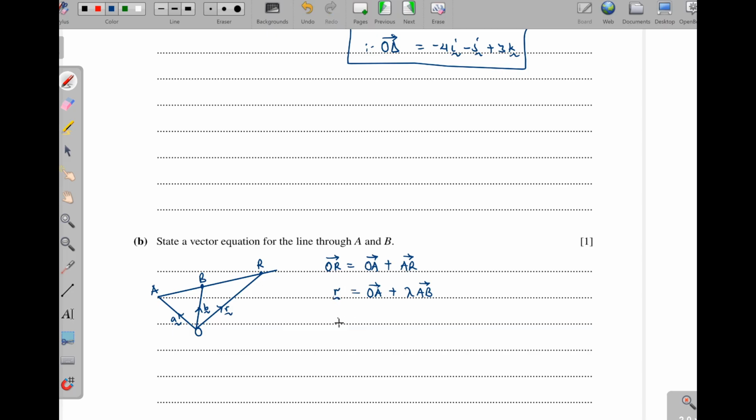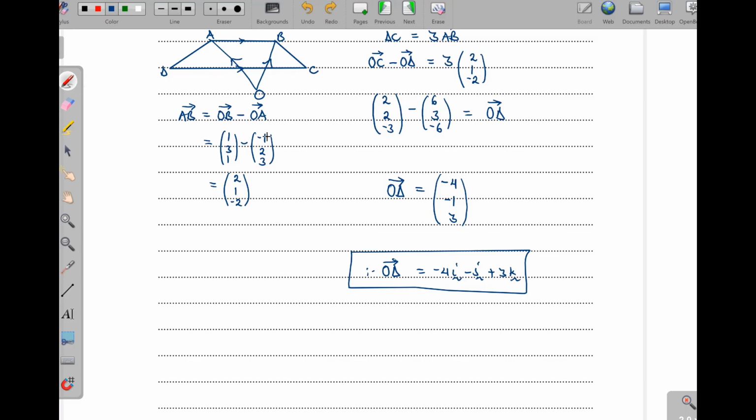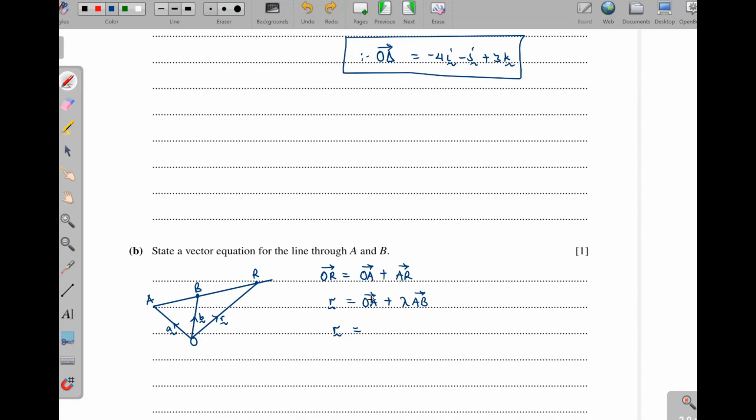So that means the equation through the line A and B is going to be, in other words, AR and AB are parallel vectors. Parallel vectors are ones that can be expressed in terms of each other as scalar multiples of each other. So what is our OA? It was given as negative 1, 2, 3. So we have negative 1, 2, 3.